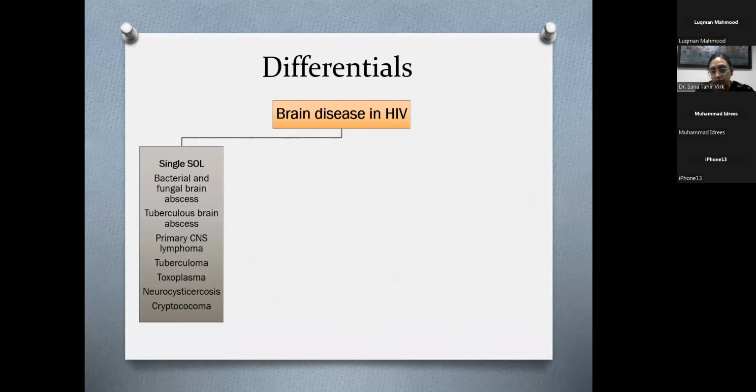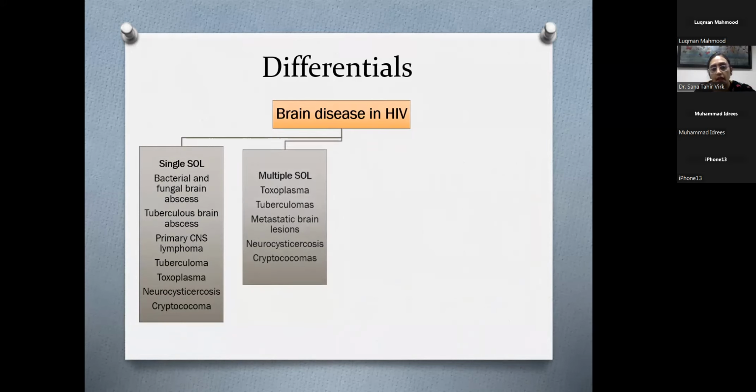Although usually they present as multiple lesions, but can be single as well. Cryptococcoma. And in case of multiple space occupying lesions, toxoplasma, tuberculomas, metastatic brain lesions, neurocysticercosis, and cryptococcomas.